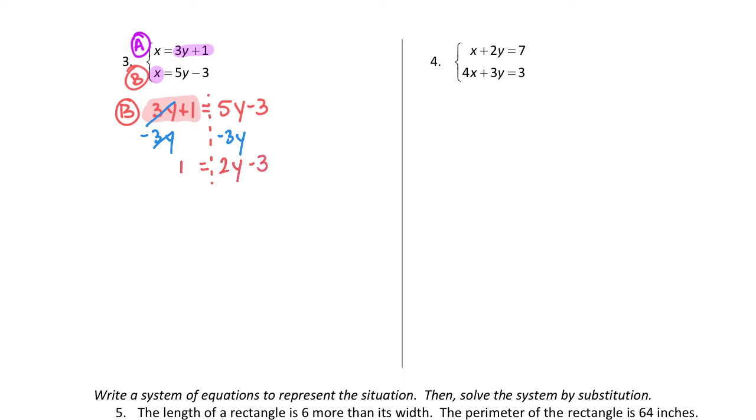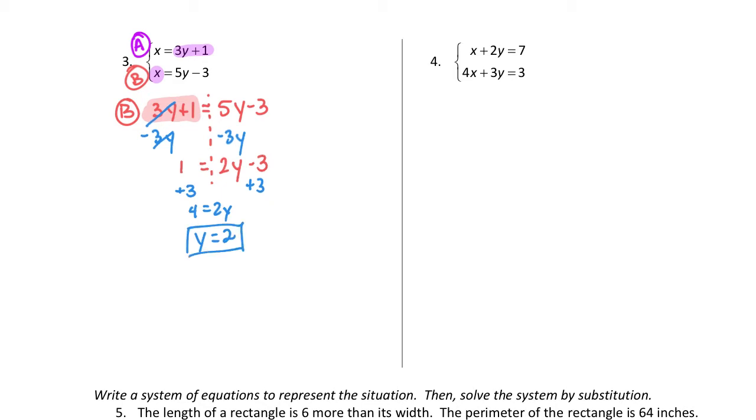Now I can solve for y. I'm going to add the 3 to both sides this time. I get 4 equals 2y, and then y, if I divide by 2, would equal 2. So I just flipped it around and divided by that 2.